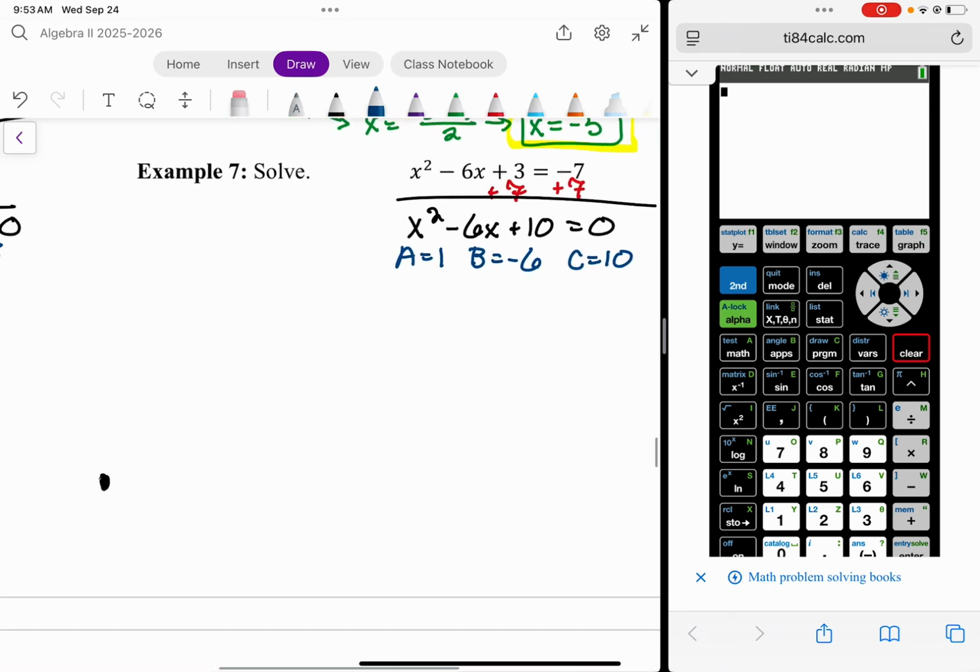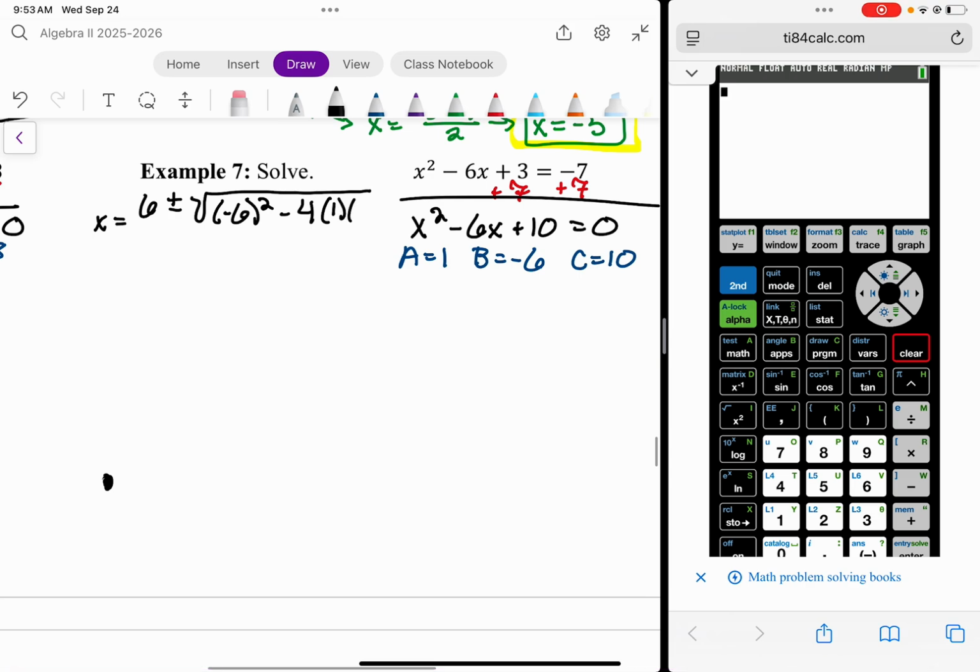Then when we plug that into our quadratic formula, we will have x equals the opposite of b, so positive 6, plus or minus the square root of b squared, don't forget the parentheses, minus 4 times our a value times our c value, all over 2 times a.